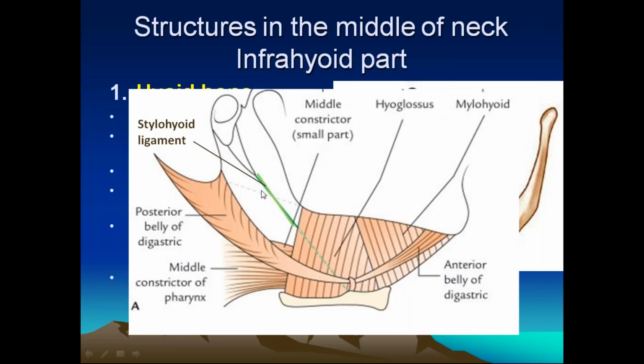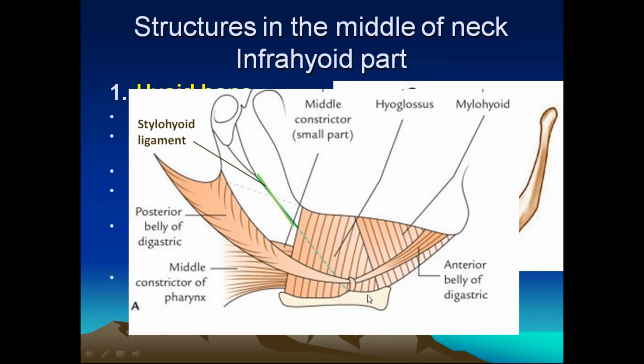skull by the stylohyoid ligament. Just see this. This is the lateral view of the neck. This is the styloid process, which is a part of the temporal bone, and you can see the mandible. This is the ramus of the mandible, and this is the base of the mandible. You can see the muscles here, mylohyoid and anterior belly of digastric, and this ligament is the stylohyoid ligament. So the hyoid bone is connected to the base of the skull by a ligament. This is called the stylohyoid ligament.